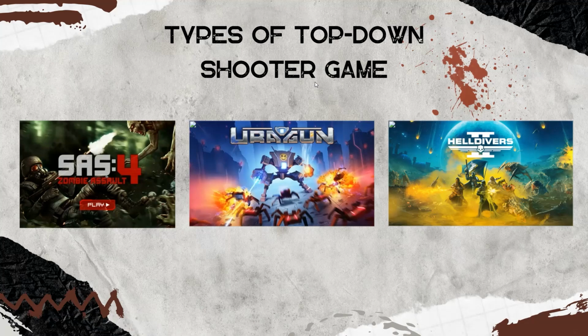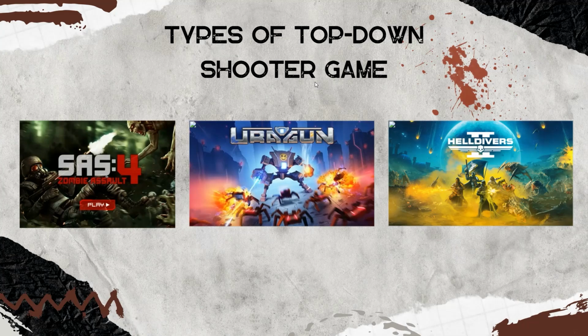The next one is Eurogun. It is a top-down real-time tactical shooter game developed by Naughty Games. It combines strategic elements with fast-paced action, featuring combat in a futuristic robot-filled world.